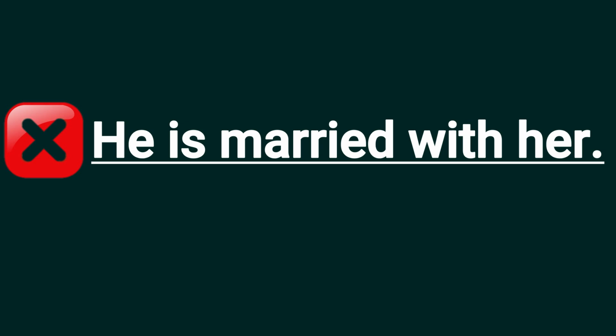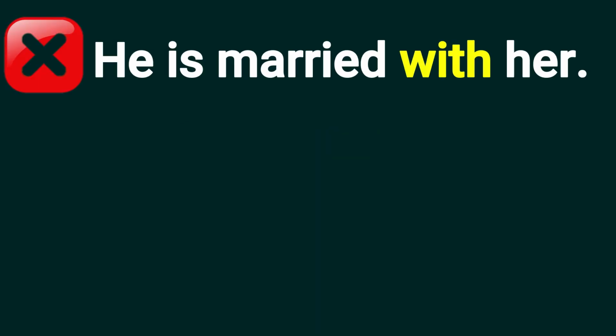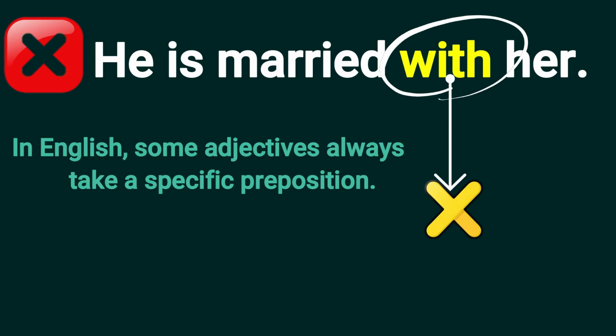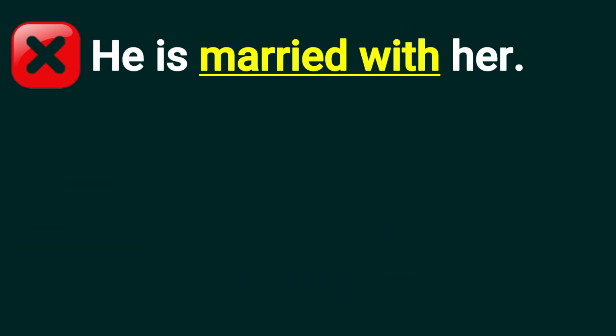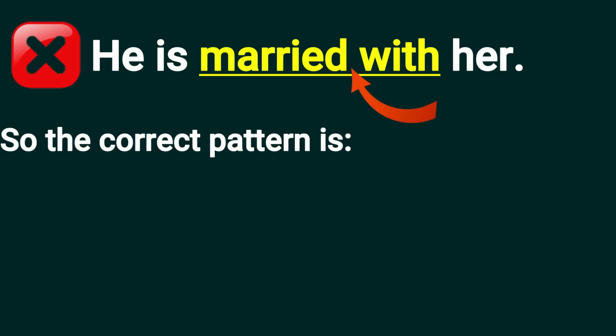Number five: he is married with her. In this sentence, using "with" is wrong. In English, some adjectives always take a specific preposition. "Married" always uses "to", never "with". So using "married with" is wrong.